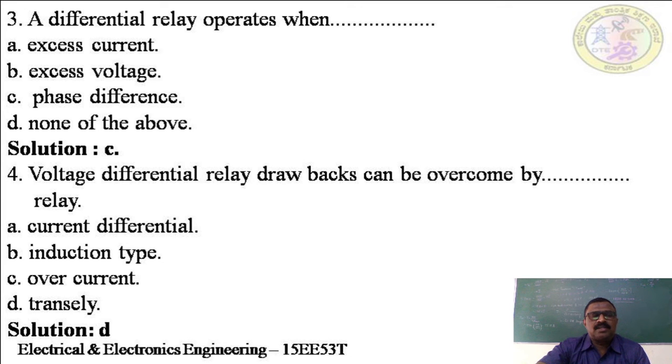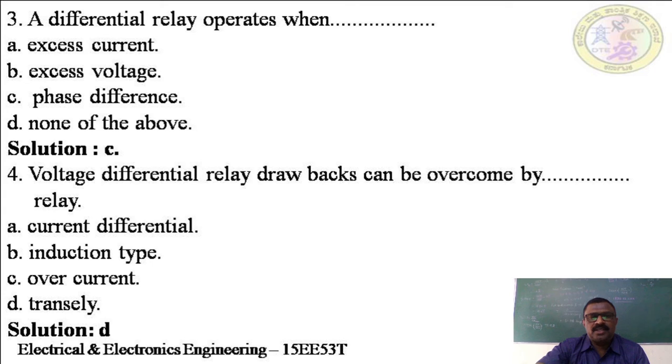The third assessment here is: a differential relay operates when dash. The options are A excess current, B excess voltage, C phase difference, D none of the above. Basically, a differential relay will be operating when the phasor difference of two or more similar electrical quantities exceeds the predetermined value. So therefore the solution for this is C. A differential relay operates when there is a phase difference.